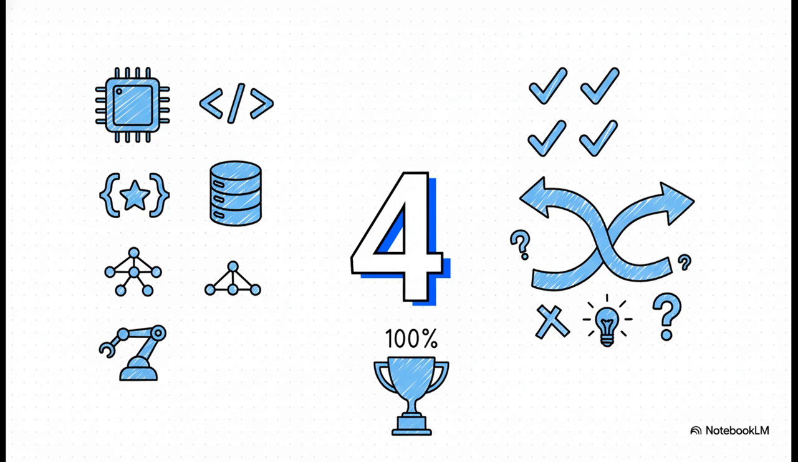I want you to burn this number into your brain. 4. That's it, just 4. Because in Section B, they're going to give you 6 different programs to choose from. But you only have to do 4 of them. This is huge. It means this section is just as much about your strategy and how you choose as it is about how well you can code.